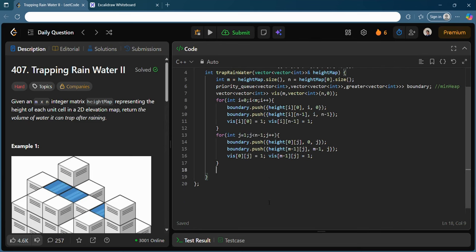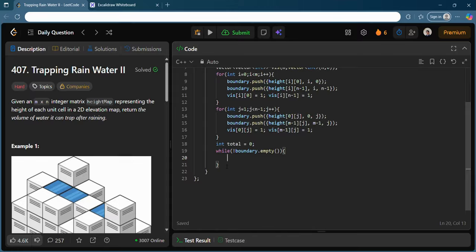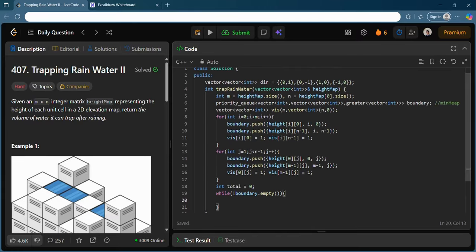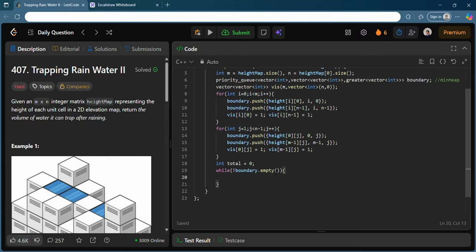Now you have the complete heap ready with you. Now you can start with your iteration. I will definitely have a total variable which will store the total amount of water, and I will keep iterating until the boundary is empty. Okay, I will just keep on iterating through it.